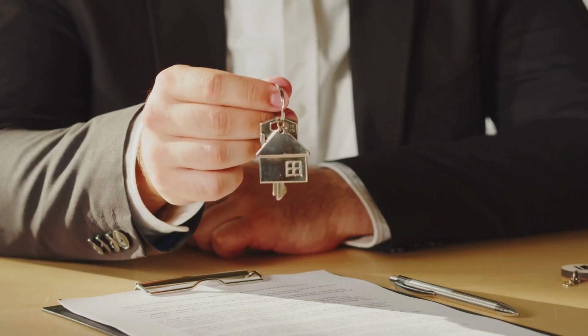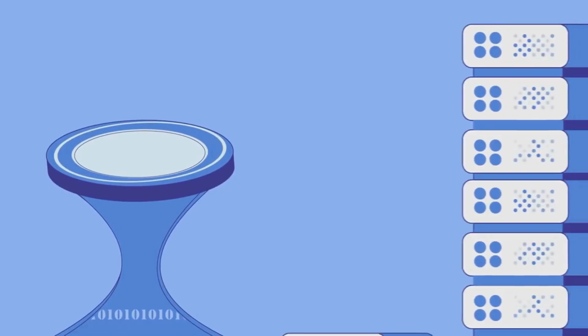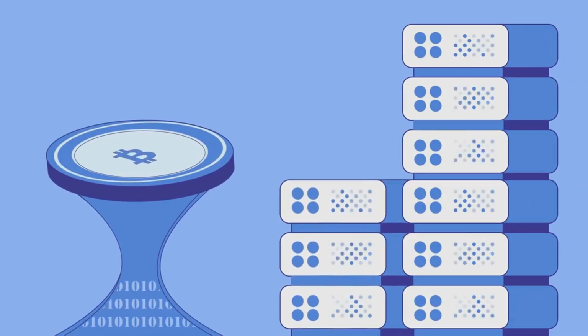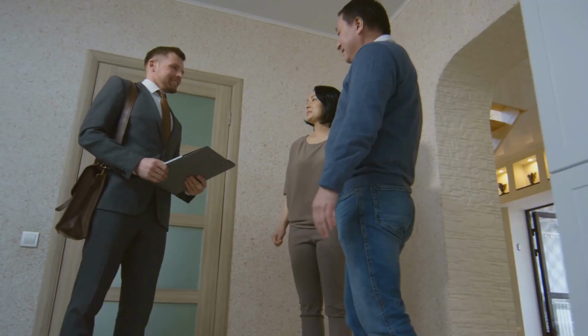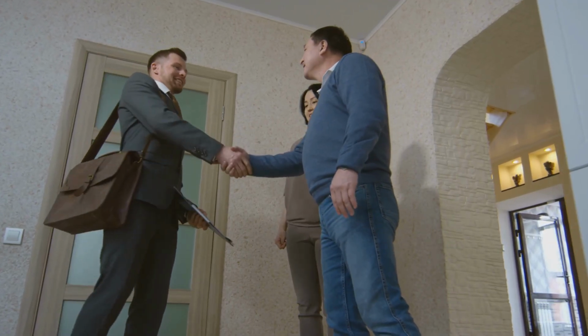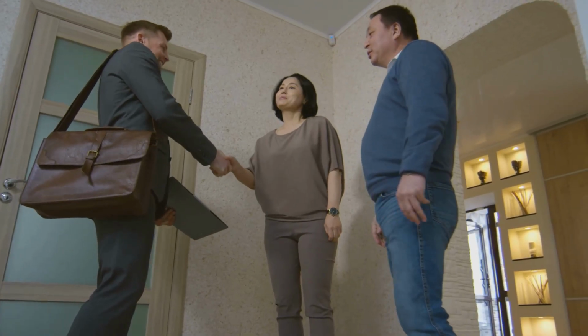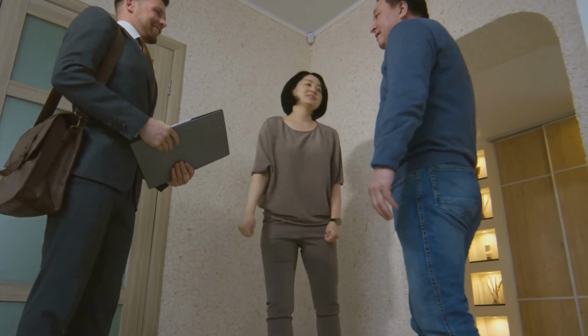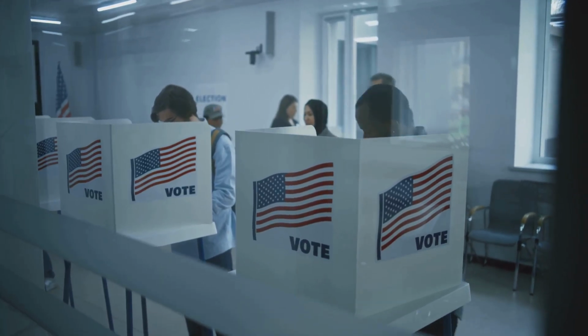For example, the transfer of property titles could be managed by a smart contract. Once all conditions, such as payment confirmation and legal checks, are met, the smart contract could automatically update the land registry records on a blockchain. This could drastically reduce the time and cost associated with property transfers, making the process more efficient and transparent for all parties involved. Voting systems are another area where smart contracts can offer substantial improvements.